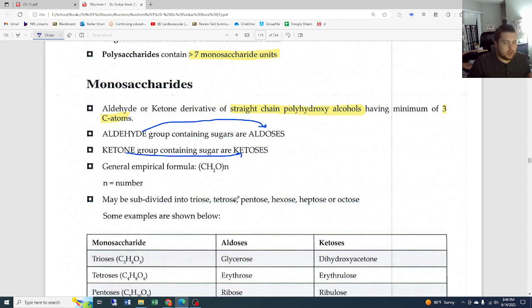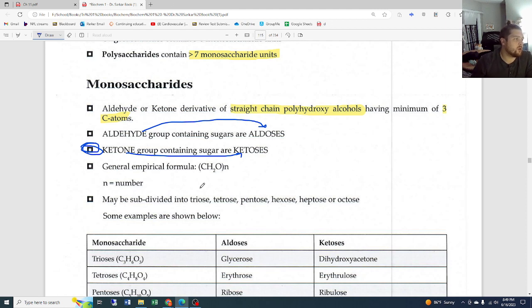When we get into talking about the condition ketosis, that's what we're talking about. When our body has all these ketones. So these aren't going to be our primary sources of sugars, of carbohydrates, but they will be used when necessary, when needed, okay?